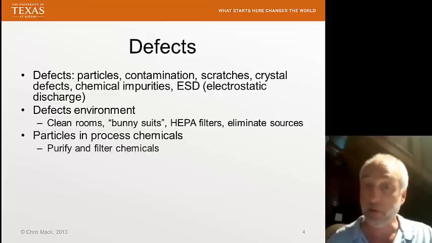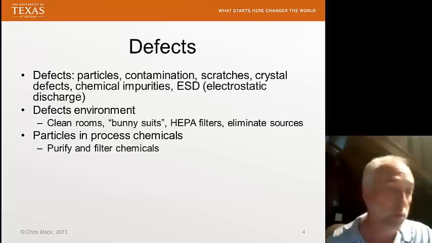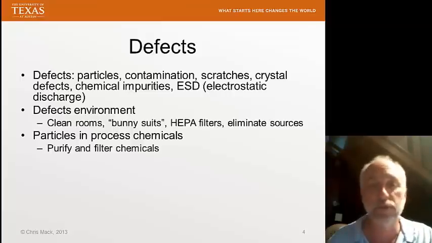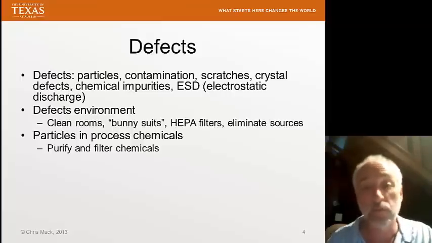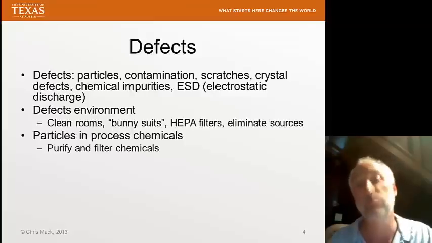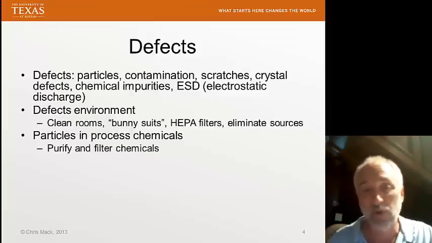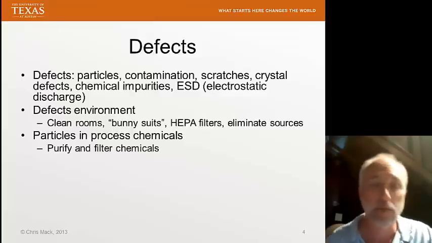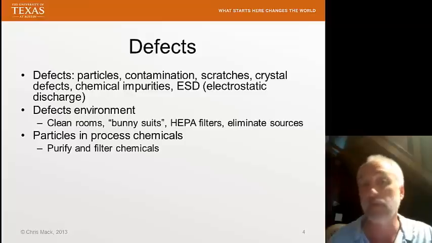Additionally, there can be particles in the process chemicals. So what do we do? We purify those process chemicals. Before we apply them to a wafer, we also filter them. And we can use point of use filtration, where just before the chemical is to be applied to the wafer, we have a filter to try to get rid of any defects that might be there.